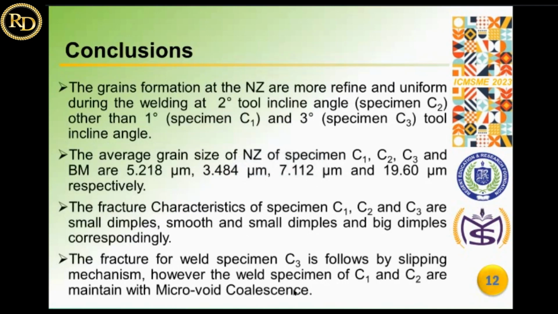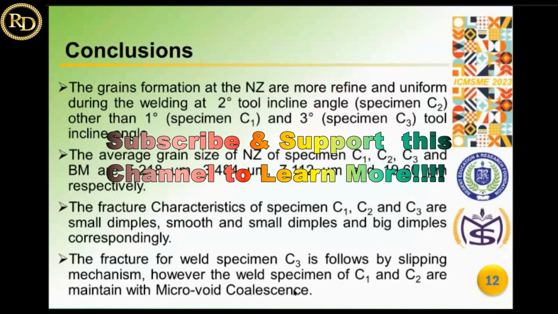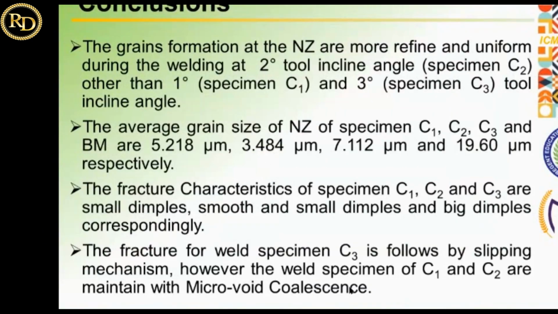So these are the conclusions. The grain formation at the weld nugget zone is more refined and uniform during the welding at 2 degree tilt angle rather than 1 degree and 3 degree. The average grain sizes of the weld nugget zone of specimens C1, C2 and C3 and BM are 5.218 micron, 3.484 micron, 7.112 micron and 19.60 micron.